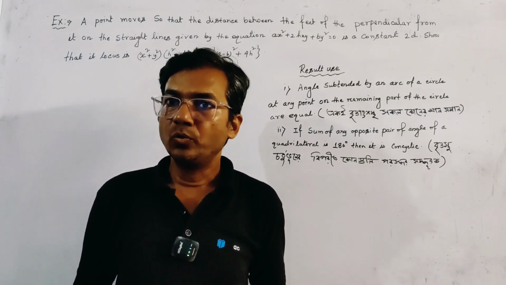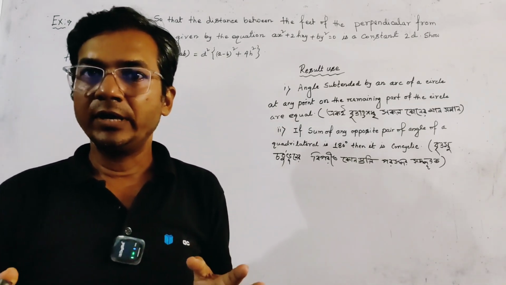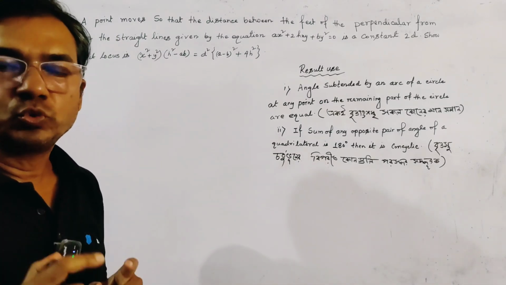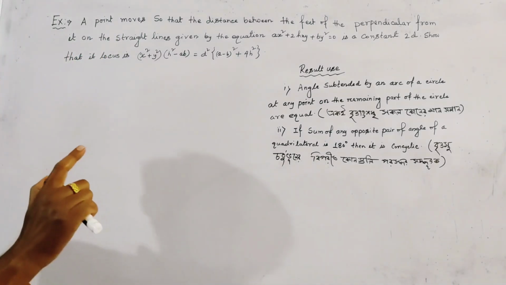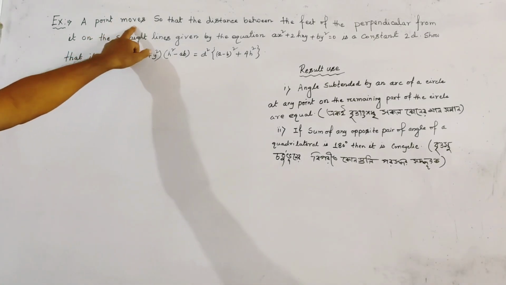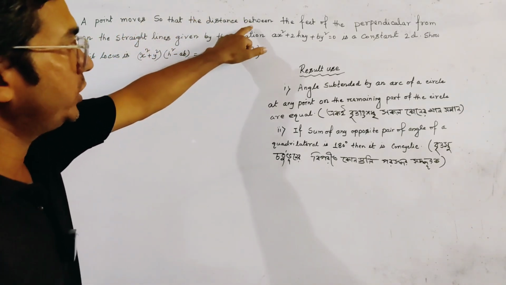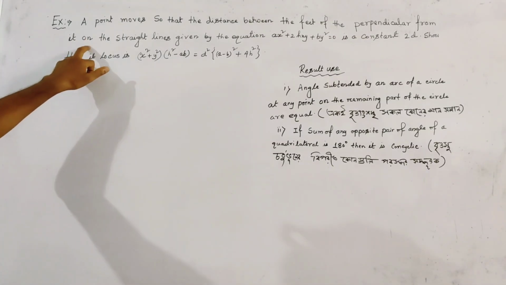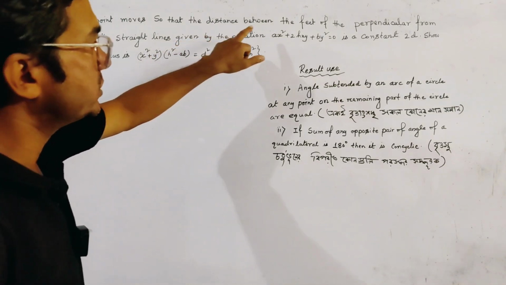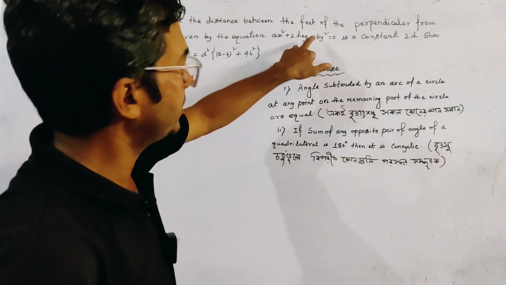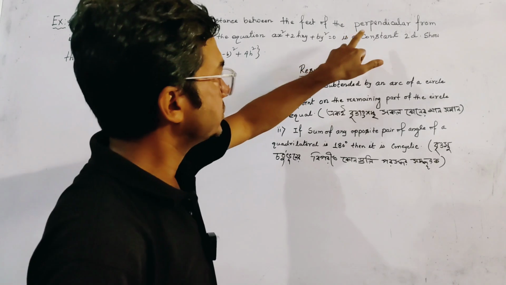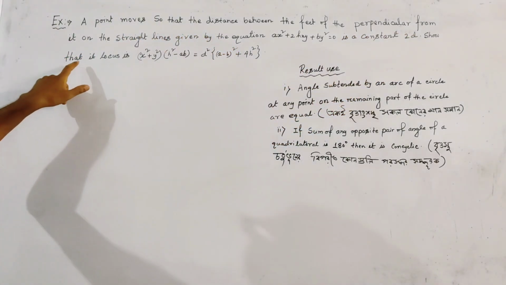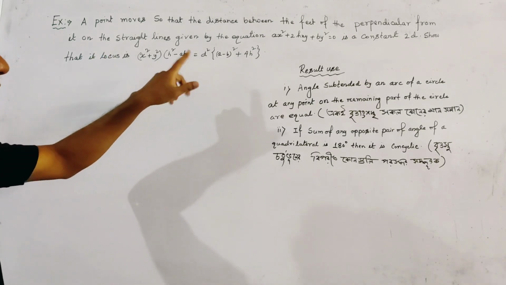In this lecture, we are going to solve an important problem of pair of straight line, that is from two-dimensional geometry. And the problem is: a point moves so that the distance between the feet of the perpendicular from it on the straight line given by the equation ax square plus 2hxy plus by square equal to 0 is a constant 2d. Then show that its locus is given by this relation.